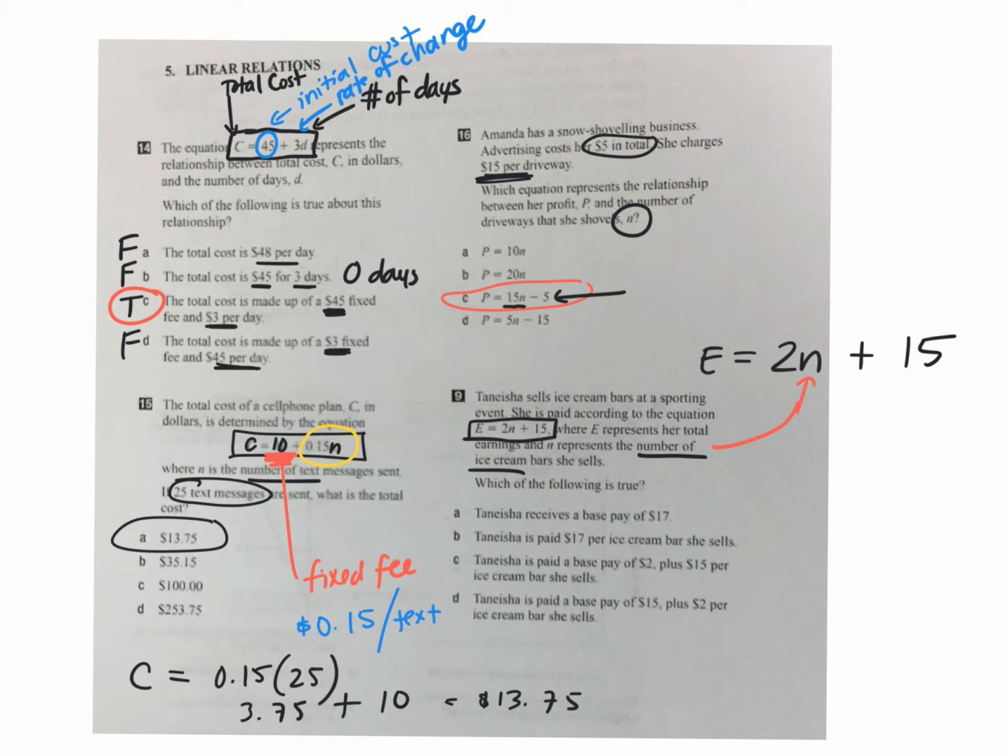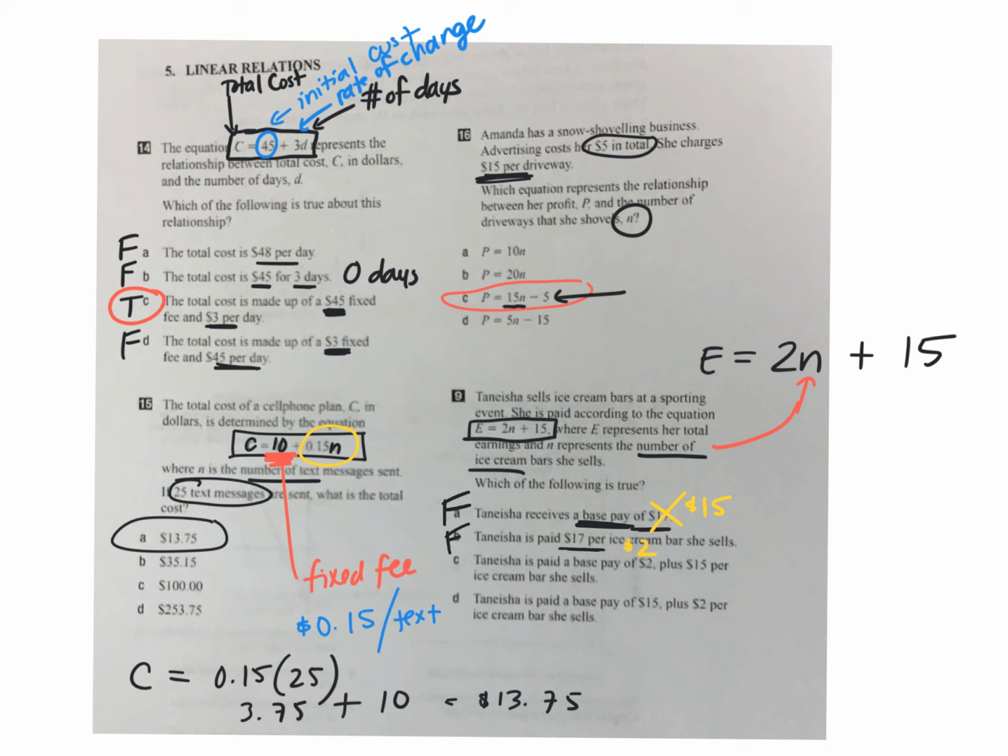Is it true that she receives a base pay, initial pay of $17? Is that true or false? Why? What is her base pay? Her base pay is actually $15, not $17. Does she make $17 for every ice cream bar she sells? How much does she make for every ice cream bar? She makes $2. Good. So that's also false.